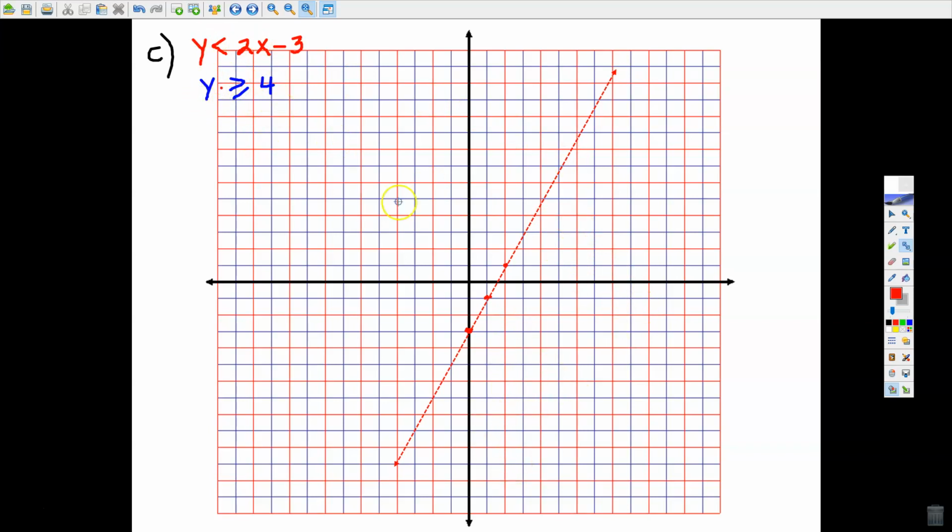And when we had this previously, the boundary line y equals 4 is horizontal. So I'm going to draw a horizontal line crossing the y-axis at 4.